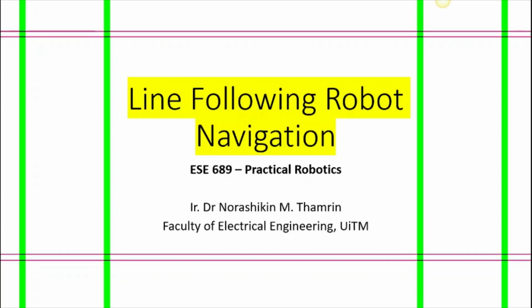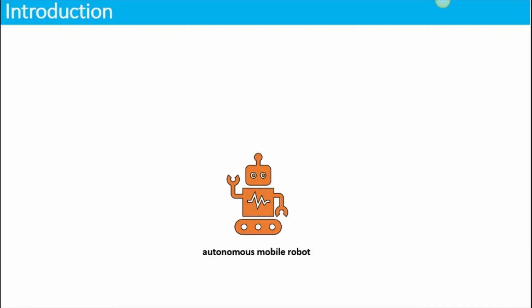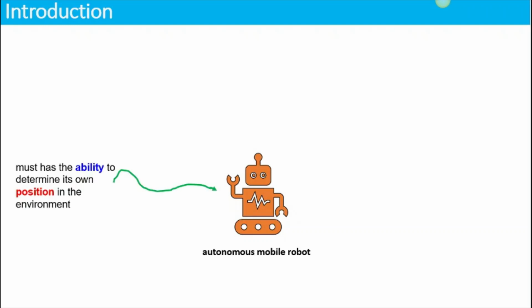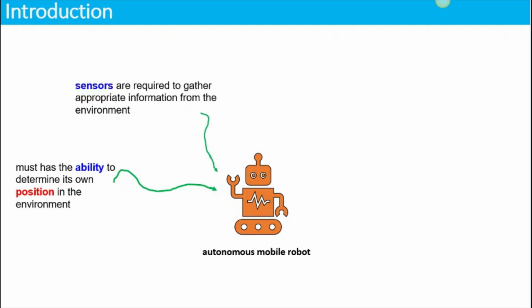Today we are going to continue with our lesson, but today we will focus on the navigation, which is specific for the line following robot. So, as an autonomous mobile robot, it must have the ability to determine its own position in the environment. Okay, it must know its surroundings. And to know its surroundings, sensors must be used in order to capture that data.